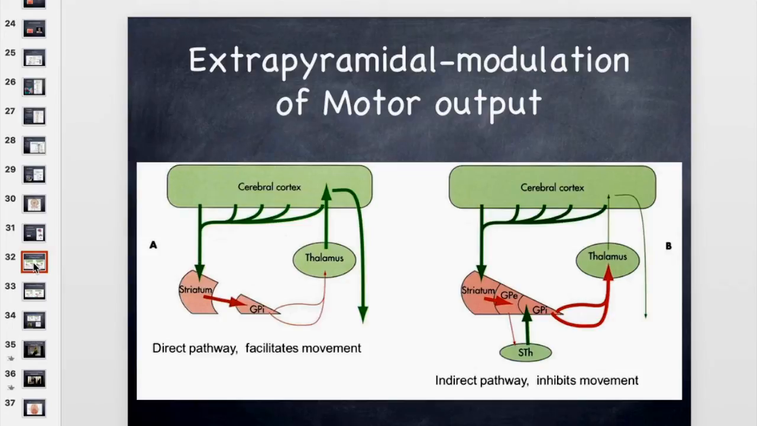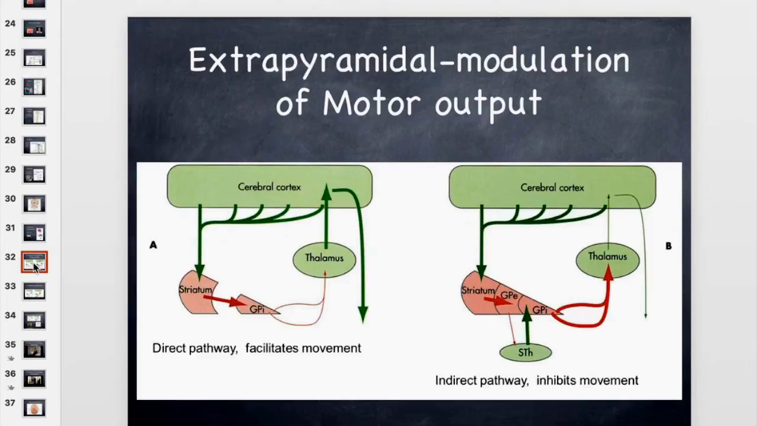There's a direct pathway. There's an indirect pathway. It is worthwhile to actually go through it and become familiar a little bit in terms of, okay, the cortex activates the striatum, which inhibits the internal globus pallidus, which, and on and on and on.